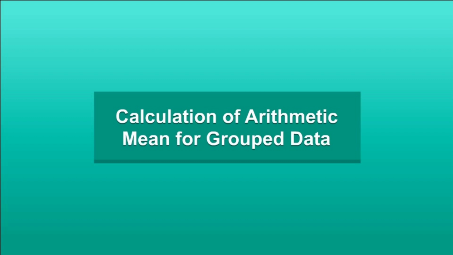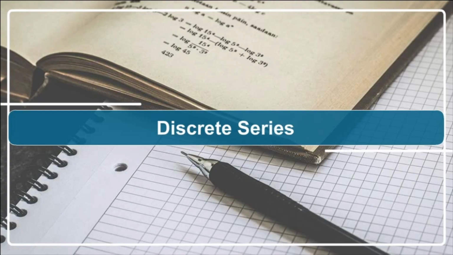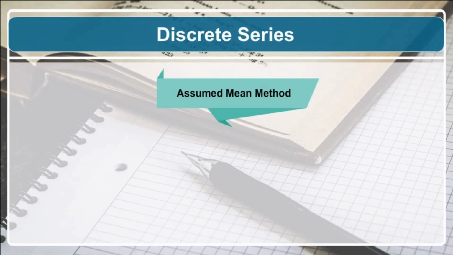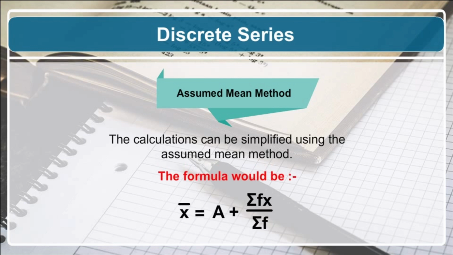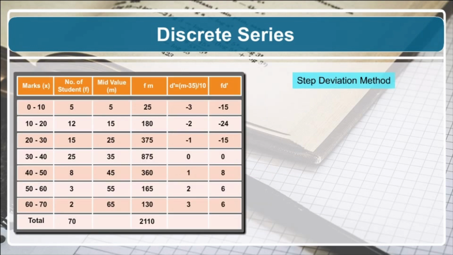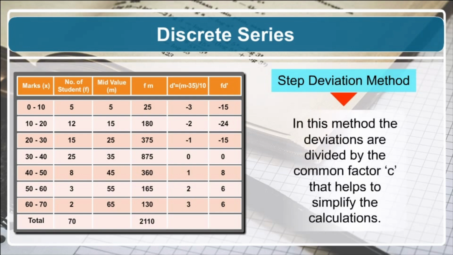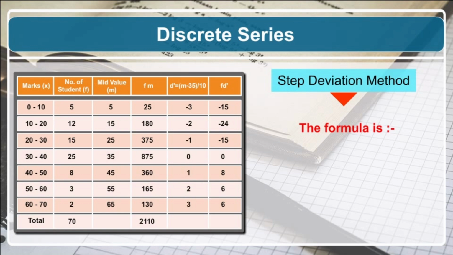Calculation of arithmetic mean for grouped data. Discrete series. Assumed mean method. The calculations can be simplified using the assumed mean method. The formula would be x bar is equal to A plus summation fd upon summation f. Step deviation method. In this method, the deviations are divided by the common factor c that helps to simplify the calculations. The formula is x bar is equal to A plus summation fd dash upon summation f into c.